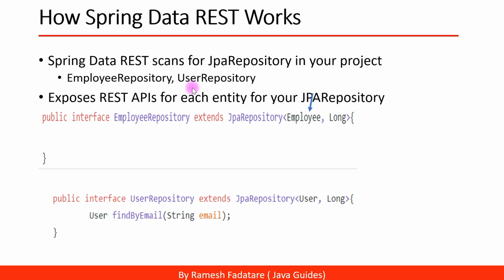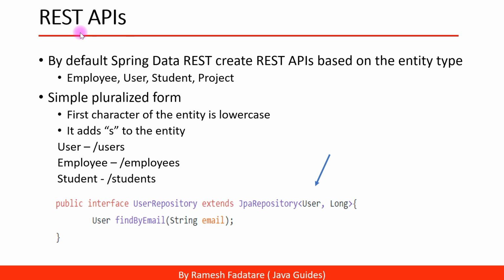So it doesn't create a controller or service layer. It will basically scan these repositories, and based on the entity type, it will create REST APIs for the entity. Okay, great. Now let's see how Spring Data REST creates REST endpoints.